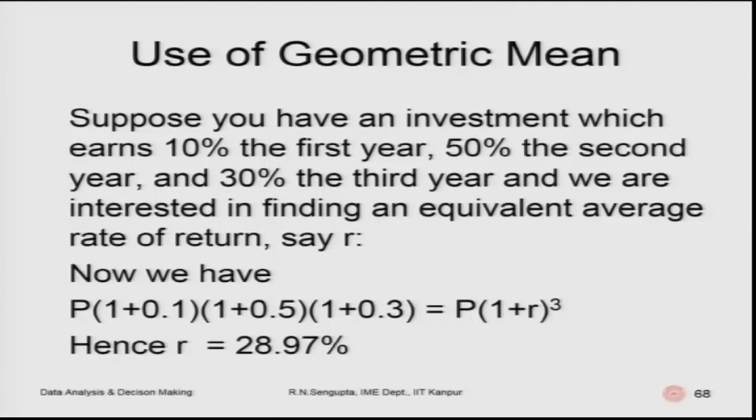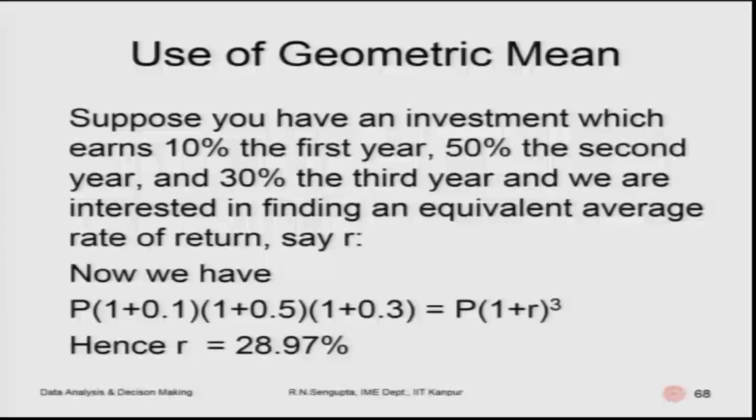In the second year, it is 1 plus 0.5, only for the second year. For the third year, the factor would be 1 plus 0.3. So, the overall total value would be p into 1 plus 0.1, into 1 plus 0.5, into 1 plus 0.3, multiplied, not added. If the equivalent interest rate is r, it will be p into 1 plus r to the power 3. In this case we can find the overall interest rate, which comes out to be about 28.97, which is about 29%. So, this would be the average interest rate which we calculate using the concept of geometric mean.